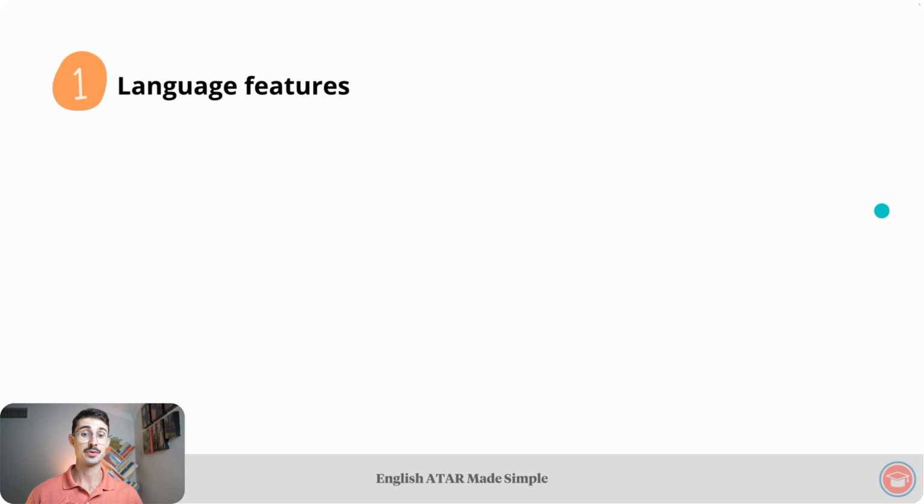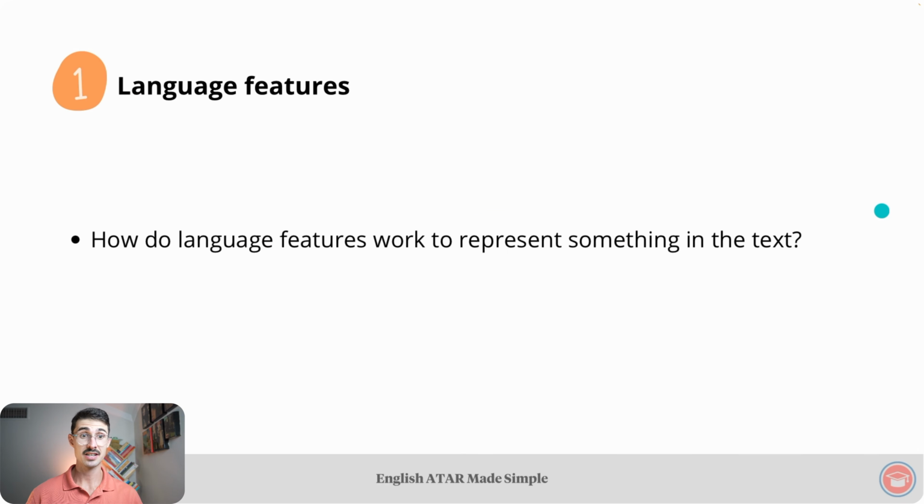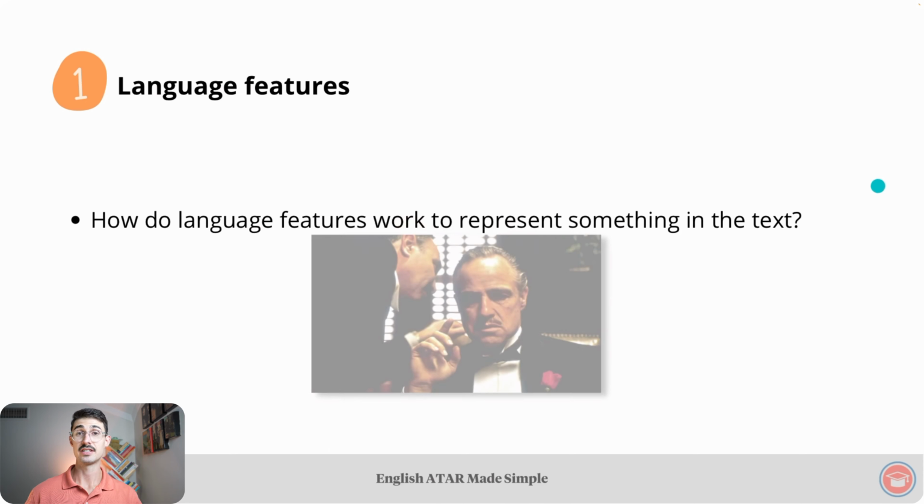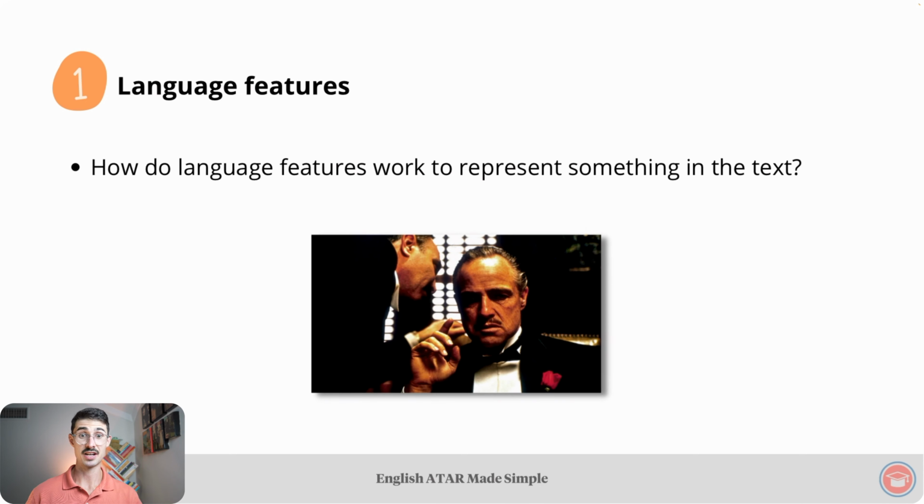Let's talk about language features first. Question to ask: how do language features work to represent something in a text? Here is an example. Language features such as costume, facial expression, posture, gaze, gestures, and focal point represent Vito Corleone, this dude, in The Godfather as powerful, authoritative, and composed.